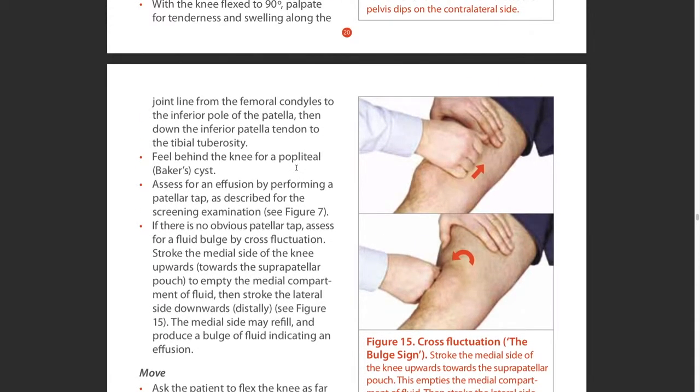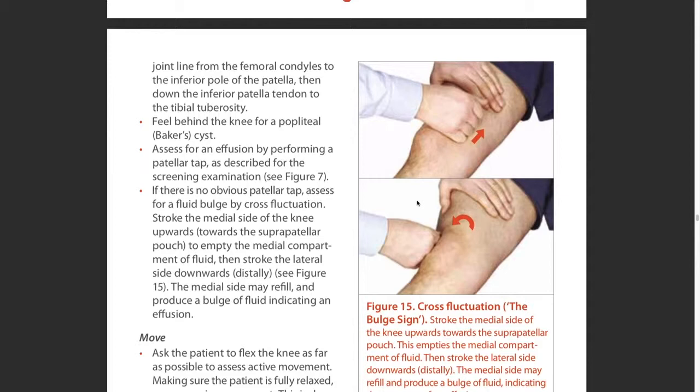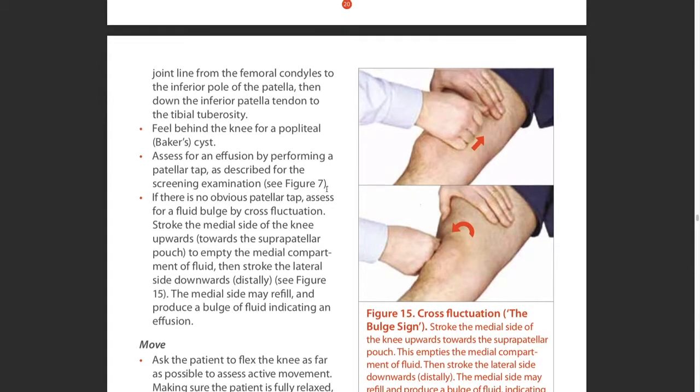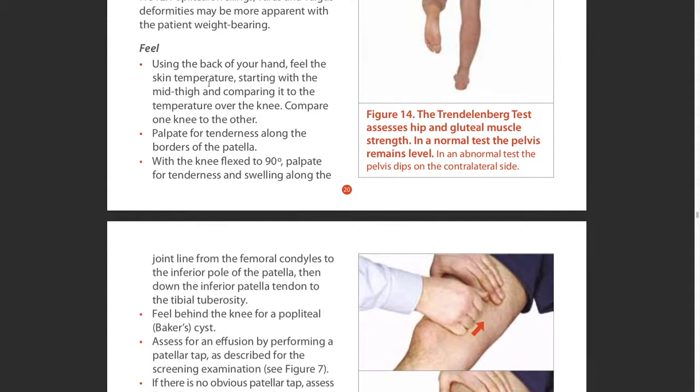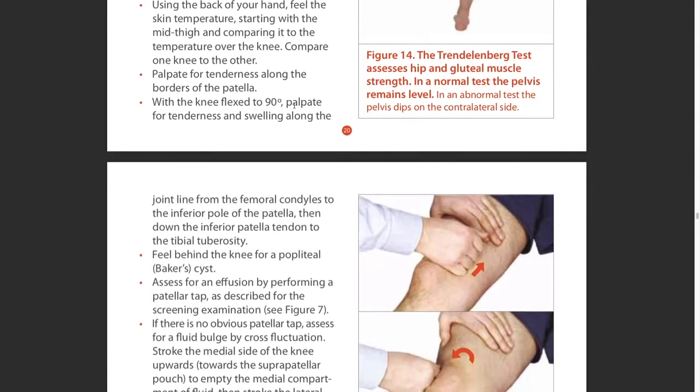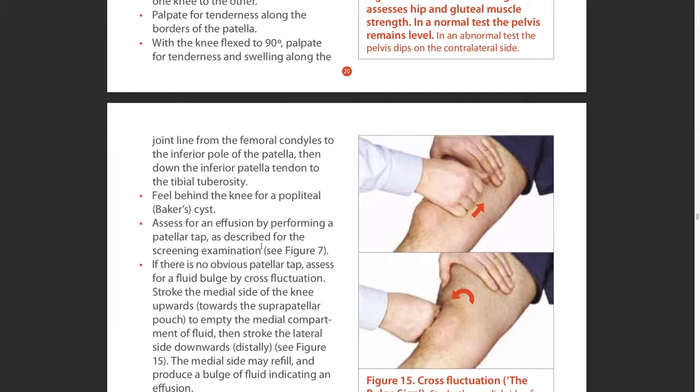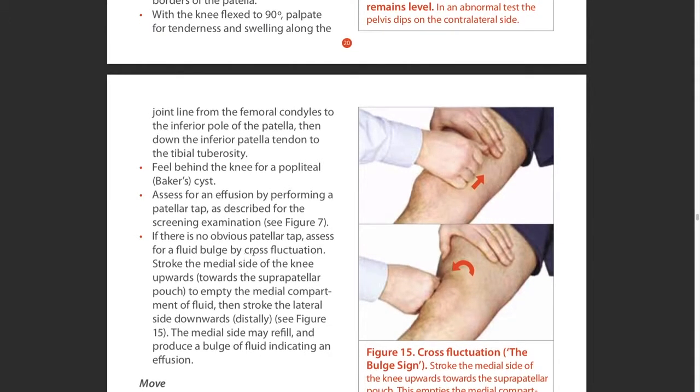The sequence is not very nice here. You're asking the patient to bend the leg and then straightening the leg again to check for patellar tap. What I would modify here is in feel, you're gonna start with feeling for skin temperature, and then you do the patellar tap and the fluid cross fluctuation first.